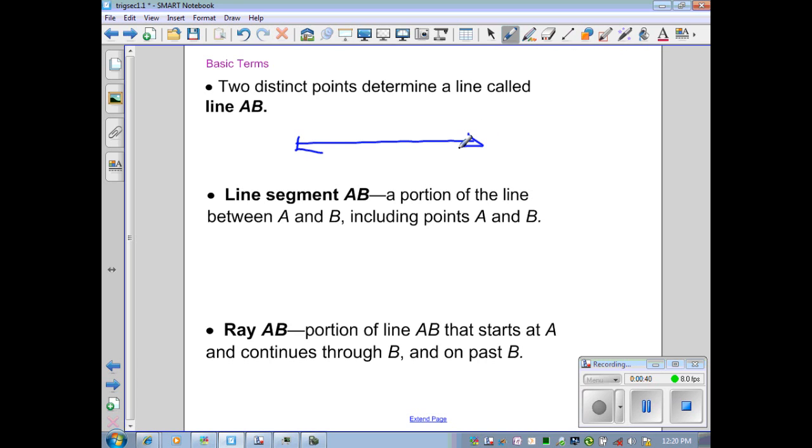And we recall a line has no depth or thickness. It can be called line AB, line BA. It is never ending. So it also can be written as BA or AB.